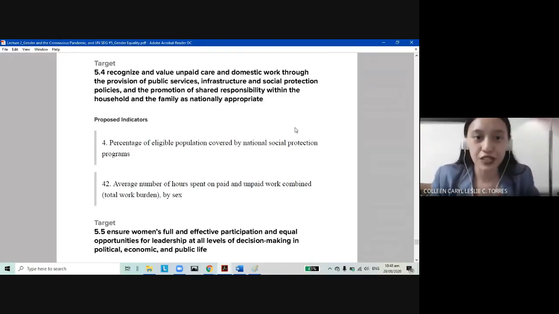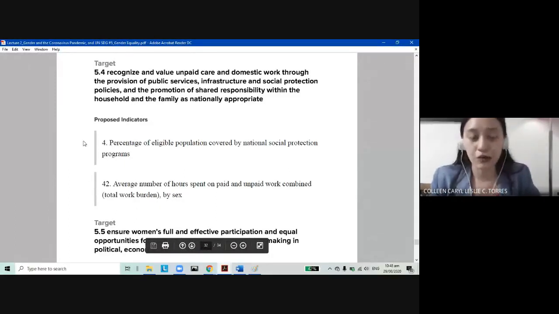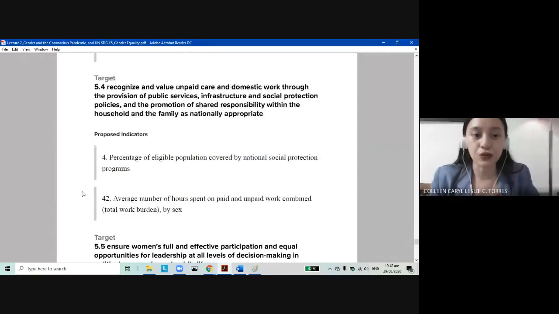So to measure these, percentage of eligible population covered by national social protection programs, and average number of hours spent on paid and unpaid work combined by sex. So to measure that, there could be a census that can be done in order to measure how many hours each gender has spent in household work.